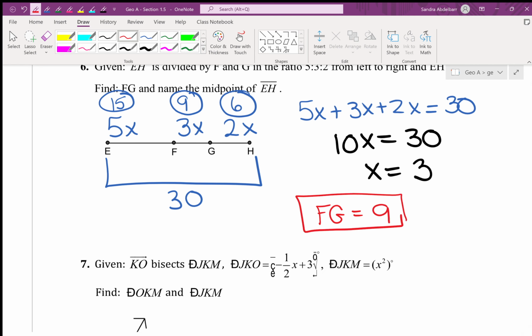Second thing we wanted to do was name the midpoint. Which point is the midpoint and why? Adam: The midpoint's half because if you add 9 to 6, that makes 15. Excellent. The point F is the midpoint. Why? Because from F to E, isn't it 15 units? And then from F to H, how many units is that? 9 plus 6, which is another 15. So wouldn't that make F the middle of that segment? So FG equals 9. The midpoint equals F.